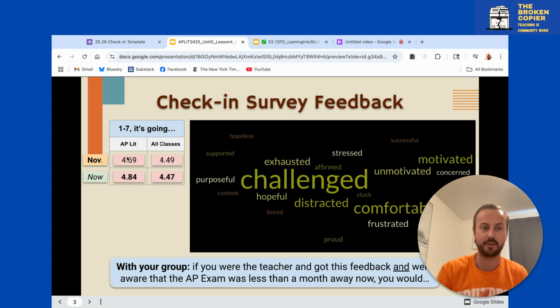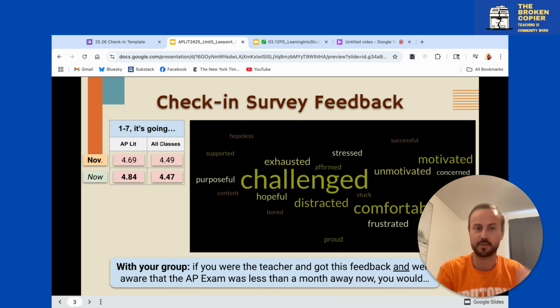So this was out of 7. Our lowest point in the first semester was 4.69 out of 7. And then the lowest point when I did this survey, which I believe was in April, a month before the AP exam, was 4.84. Both times right before a big essay was going to be turned in.